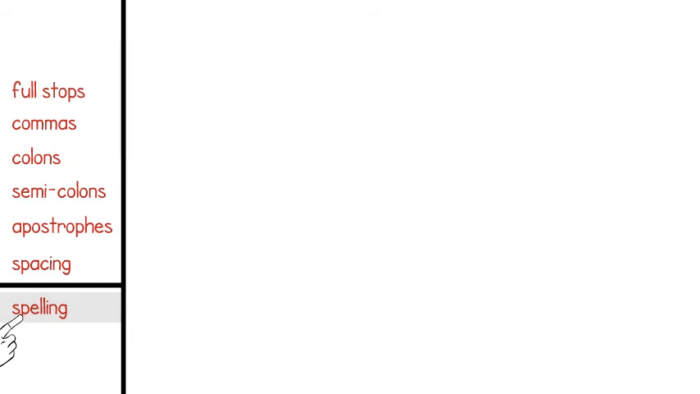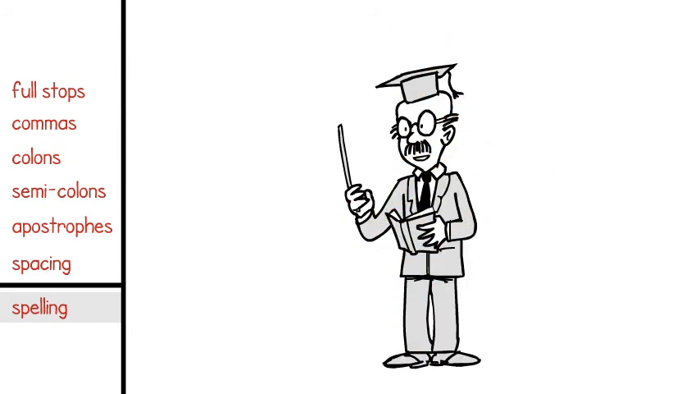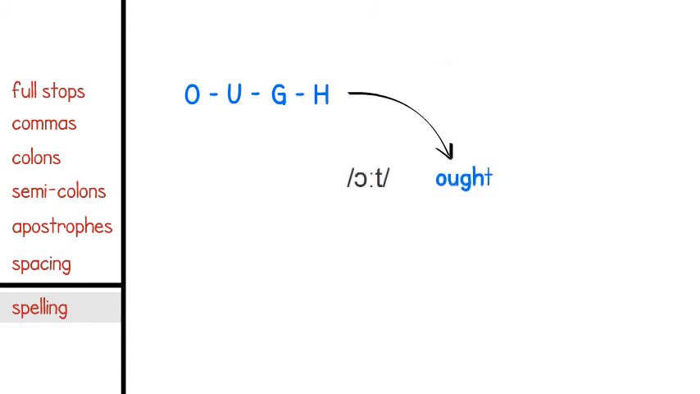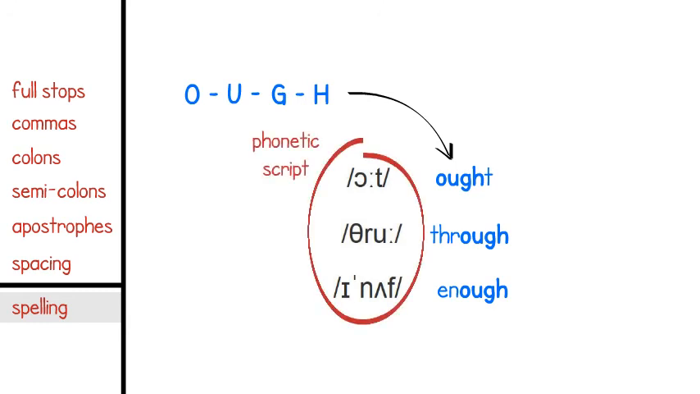Now let's turn to spelling. This is a very complex area, and unfortunately there are not many easy rules. As you know, in English, there is often little connection between the pronunciation of a word and its spelling. So it is sometimes impossible to know how to pronounce a word from how it is spelt. For example, there are many different pronunciations of O-U-G-H. Ought, through, enough.